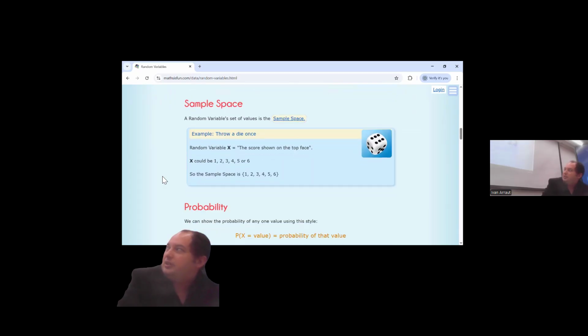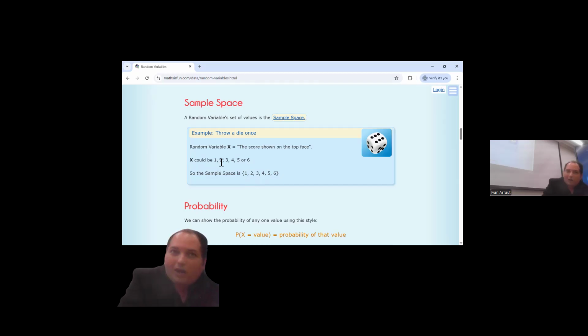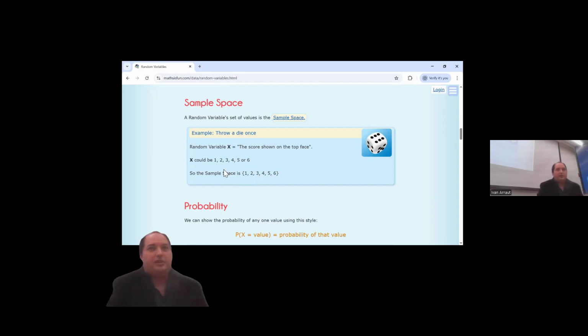So this is the sample of a dice, for example. You throw a dice, and let's define a random variable saying the score shown on the top face. So the score, of course, you know that is 1, 2, 3, 4, 5, or 6. So this is your sample space also. And then I can ask you the probability of x to be 1 is 1/6. The probability of getting 2 is 1/6. And everything is 1/6, if the dice is not somehow weighted toward one number.